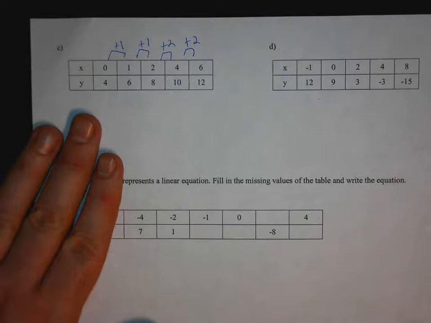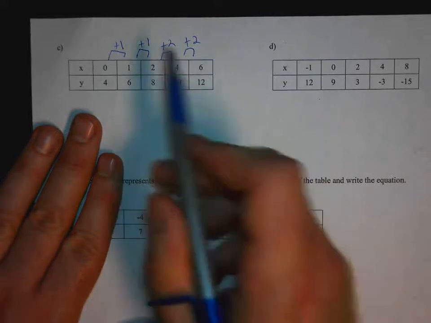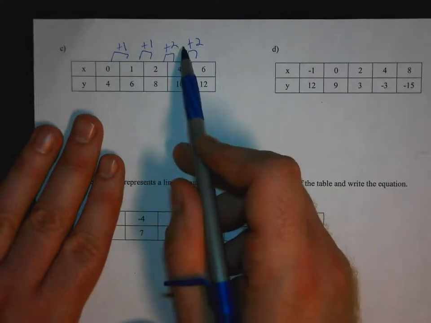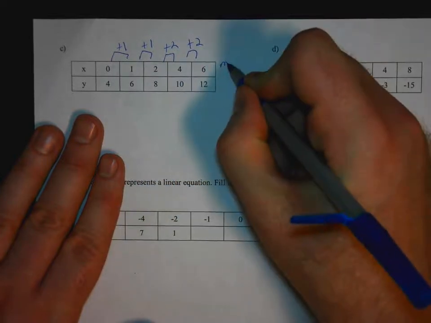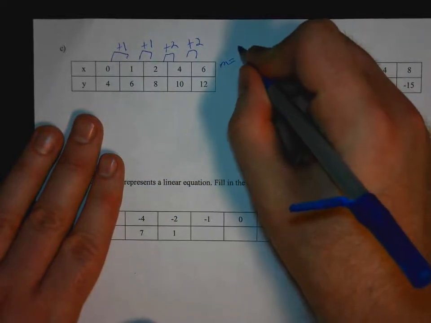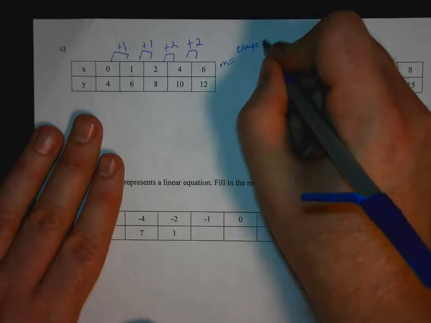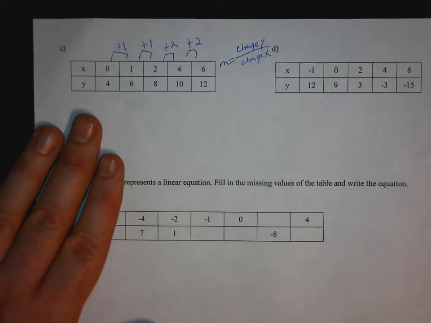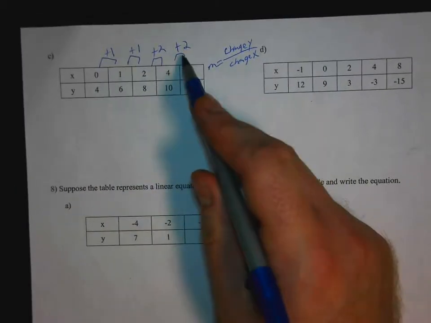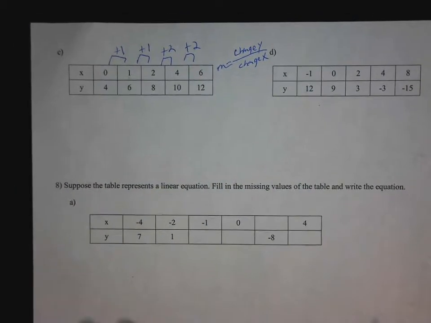Okay, so as long as they reduce to the same value, then you may still have a linear function or linear relationship. So just because the x values go up by different amounts, you can't just stop there. Because remember, the slope is the change in y over the change in x. So you can't just look at the change in x and say it's not linear.